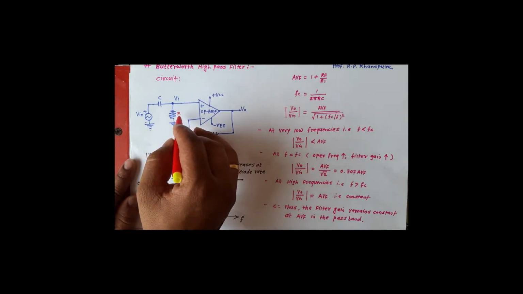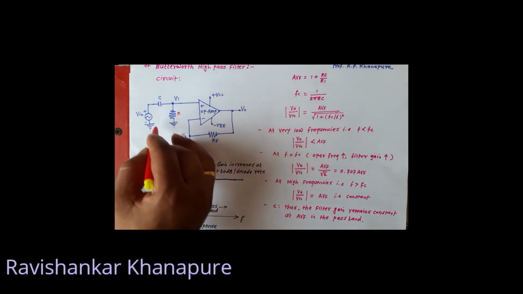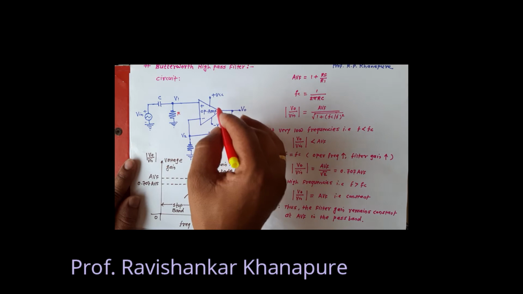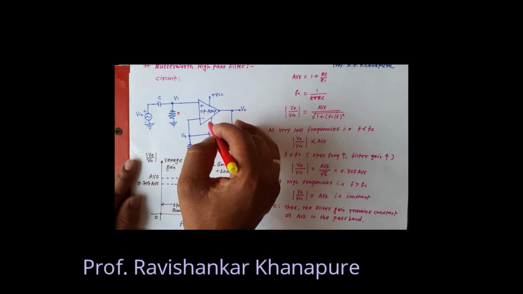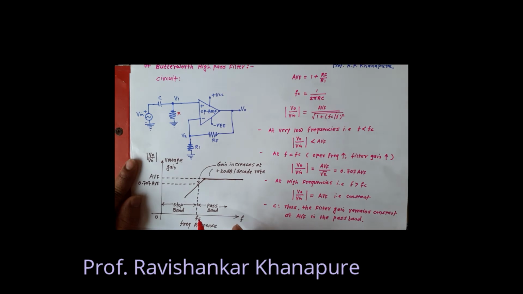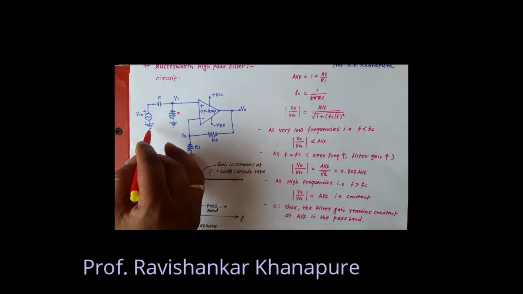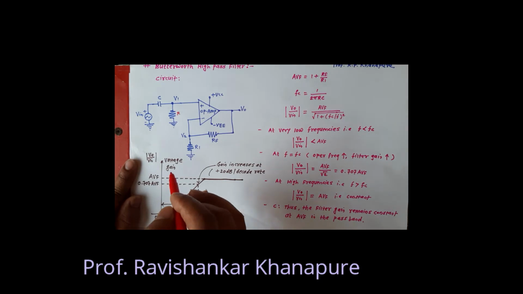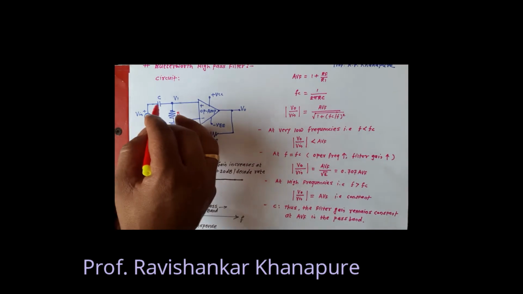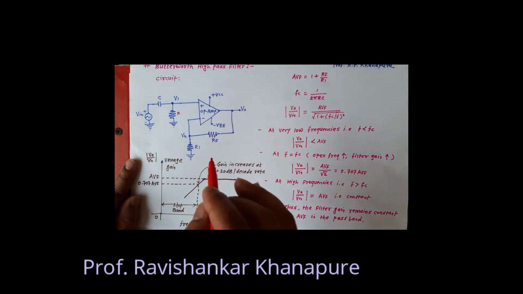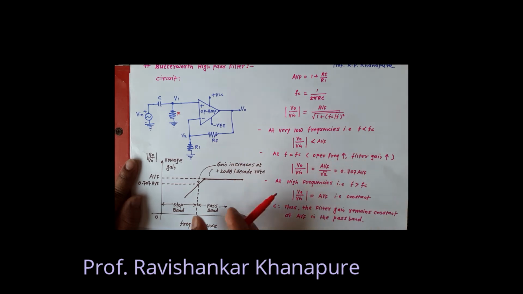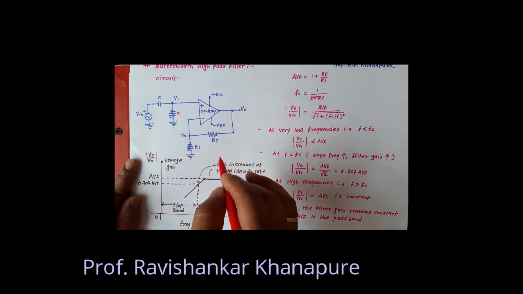The value of this cutoff frequency FC is determined from the value of R and C. So this is your RC network, and this operational amplifier works as a non-inverting amplifier or in non-inverting mode. This RC network consists of a resistor and a capacitor, right? The cutoff frequency is determined with the help of the values of R and C, and the closed loop gain, or the gain in pass band, can be determined with the help of resistor R1 and feedback resistor RF.